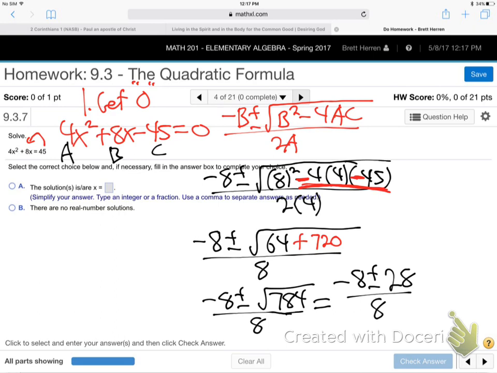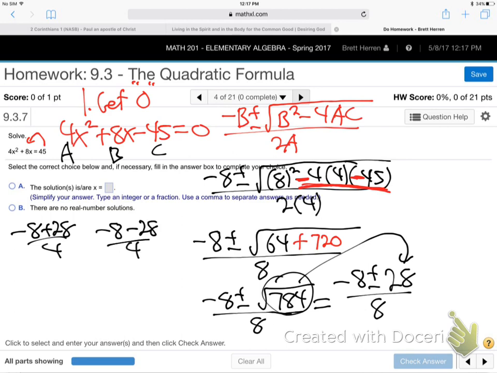All over 8. See the roots? Why did the root vanish all of a sudden? Because we did the root, huh? When you do the root of 784 and get an answer, then there's no more root on it. It's been rooted. So you'll only do it once, and it's gone, right? So then we just do those 2 options. I'll bring it over here. Negative 8 plus 28 over 8, and negative 8 minus 28 over 8. Just do the 2 different options.